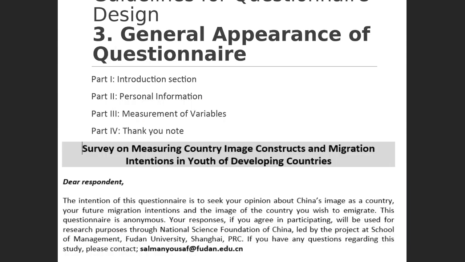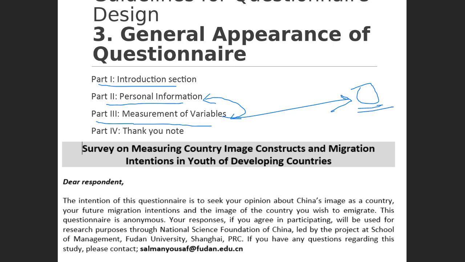Okay, lastly, how you should arrange the different parts of your questionnaire. So the general appearance of your questionnaire is that it should have four parts. The first part is the introduction section. The second part is the personal information. Now you can put it in the end as well, but I have put it in the second part. The third part is the measurement of your variables. Now this is the operationalization, which we have been discussing a lot. And the last part is about your thank you note.